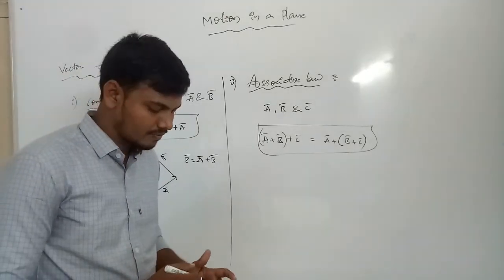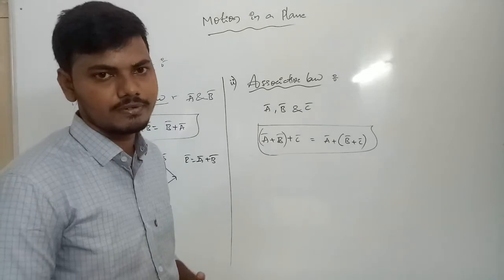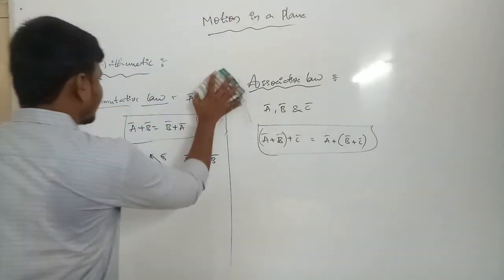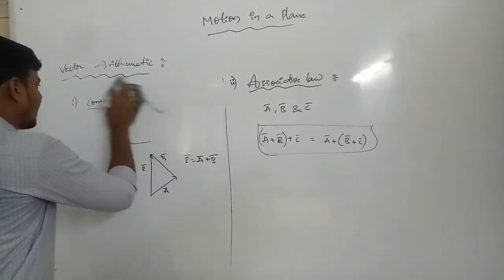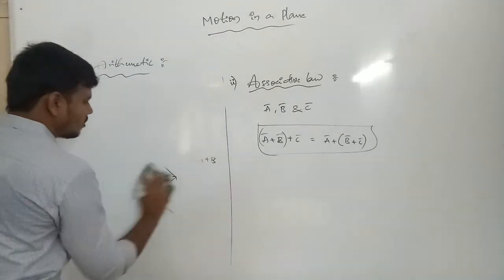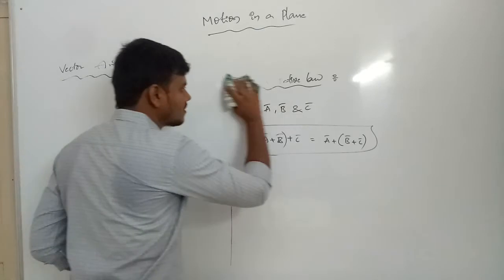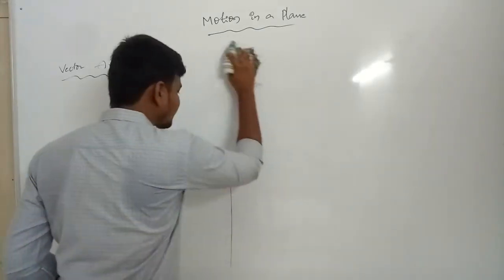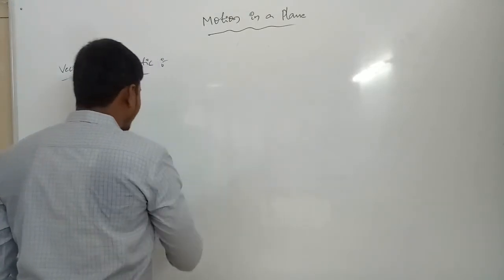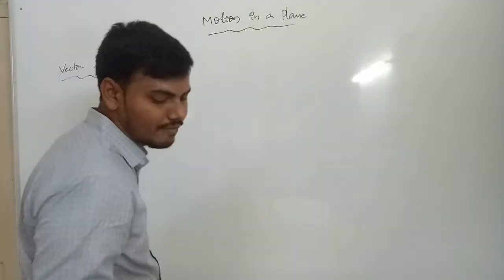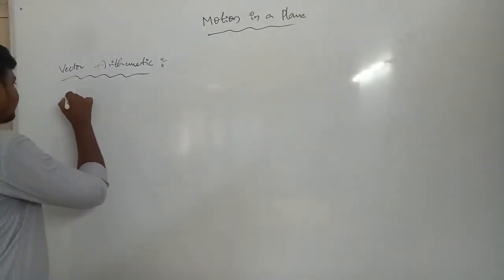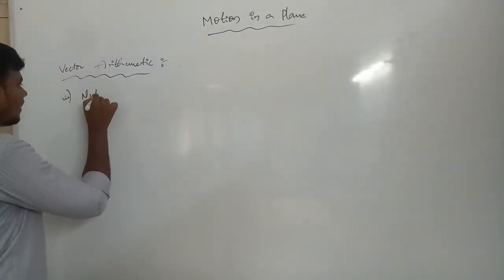Now the third point is the null vector. What is a null vector? Null means 0. You know all this. A null vector is a vector whose magnitude is always 0. A 0 quantity is known as a null vector. Clear? Okay, now the third one, the null vector.